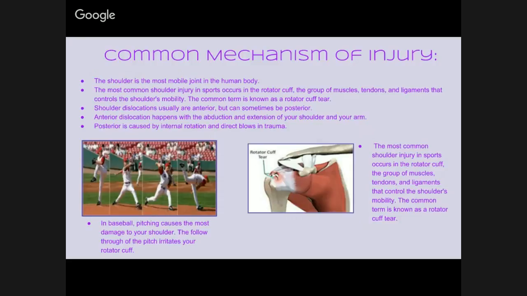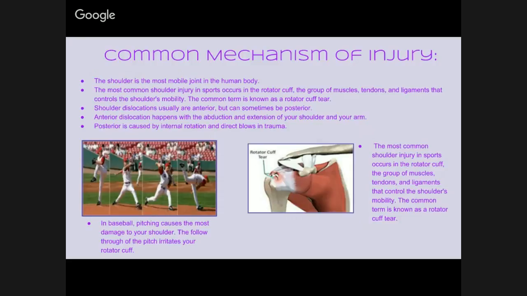Shoulder dislocations usually are anterior, but can sometimes be posterior. Anterior dislocation happens with the abduction and extension of your shoulder and your arm. Posterior is caused by internal rotation and direct blows and trauma.